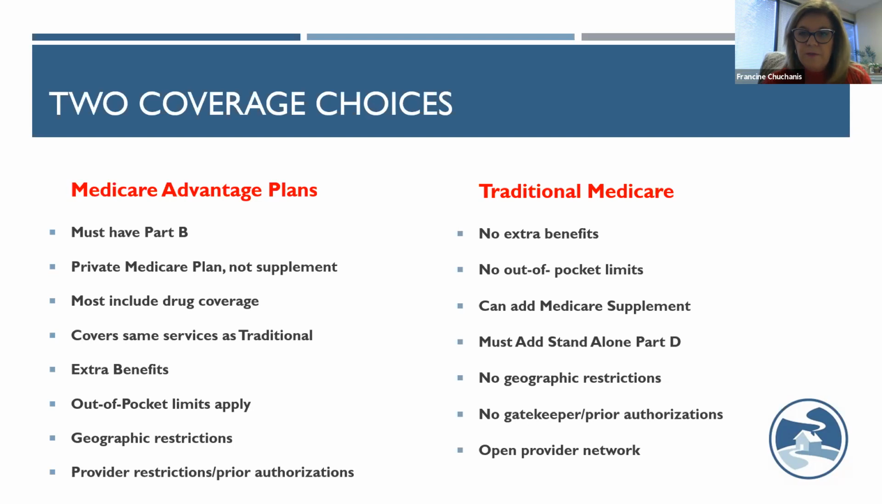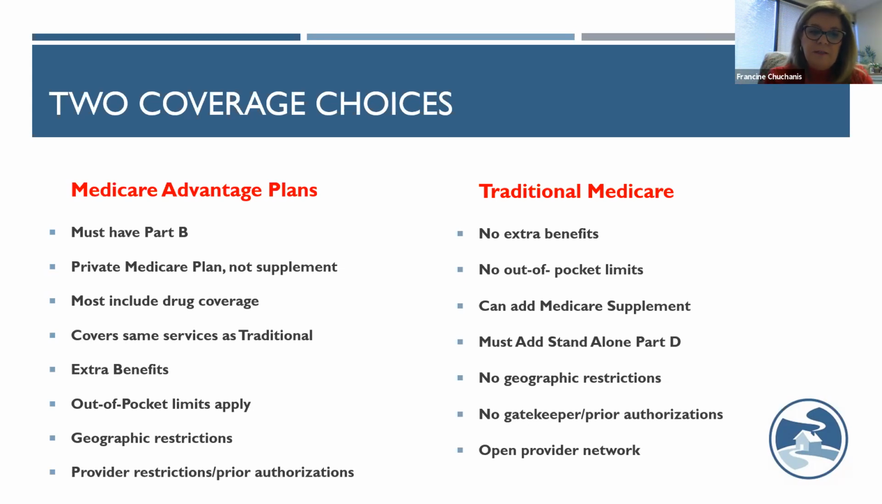Most of these plans you'll see when we get to them include drug coverage. They have to cover the same services that traditional Medicare covers, but they can include some extra benefits like hearing benefits, dental benefits, telehealth benefits. Also, with these types of plans, there are out-of-pocket limits. So once your out-of-pocket expenditures reach a certain amount, the plan will cover you in full.